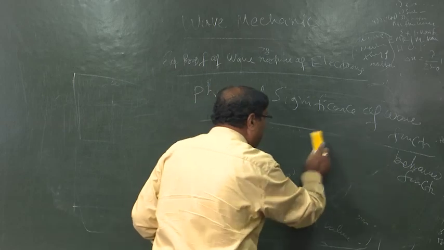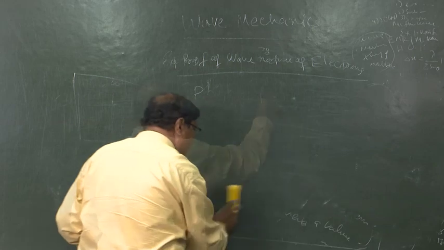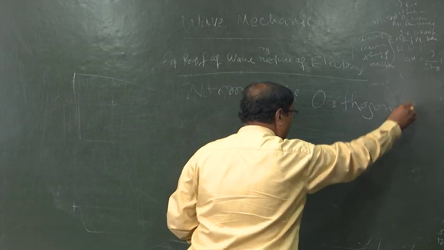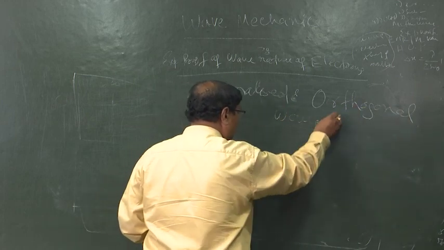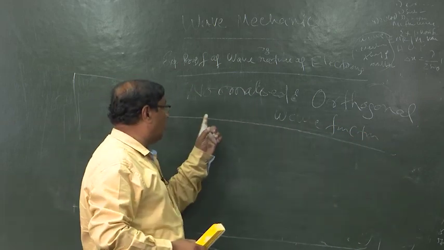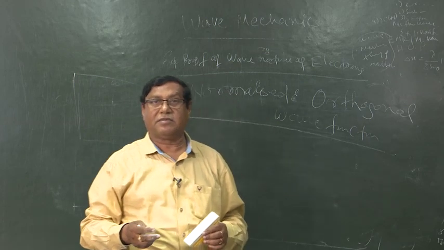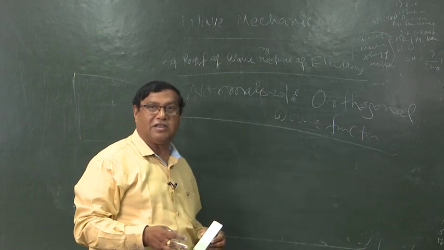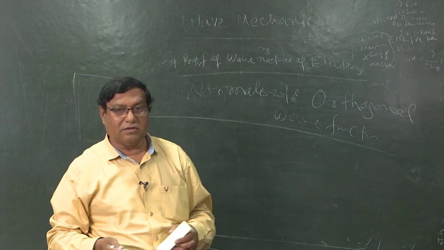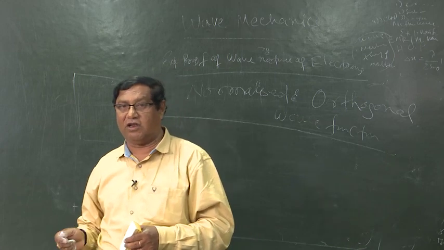Now, let us come to normalized and orthogonal wave functions. What are normalized and orthogonal wave functions? What is a normalized wave function? A wave function is normalized if the integral of psi square over a space is equal to unity. That is called a normalized wave function.